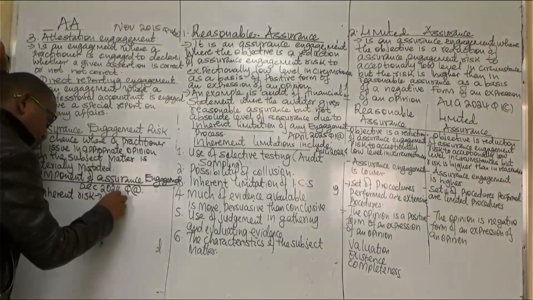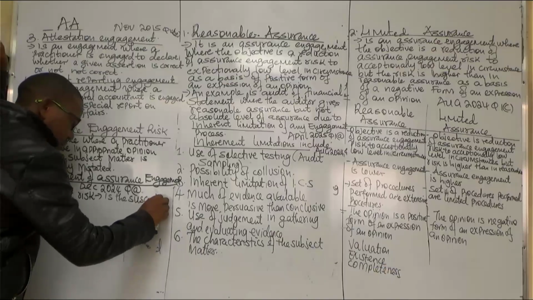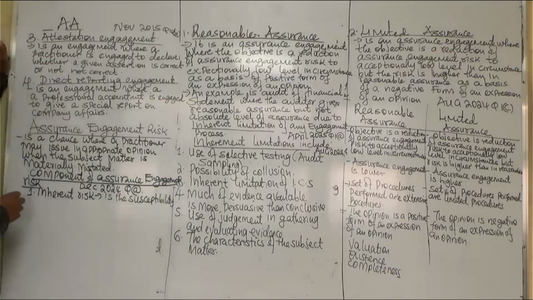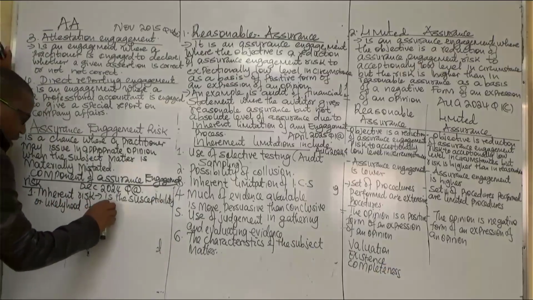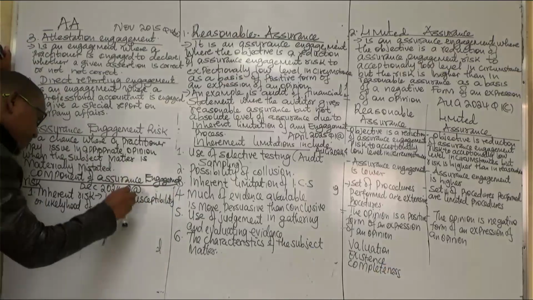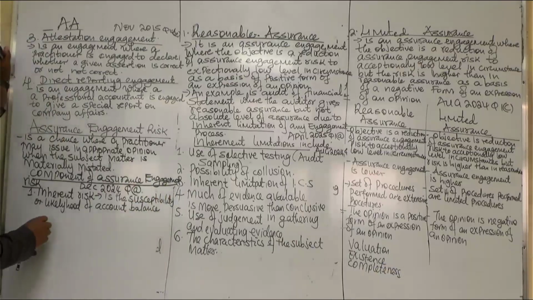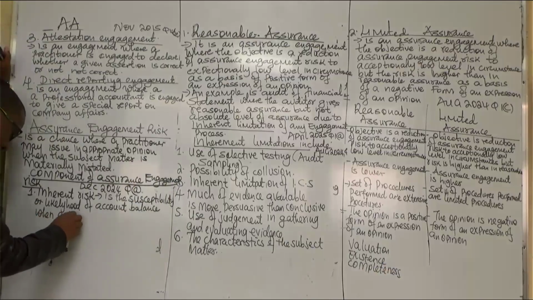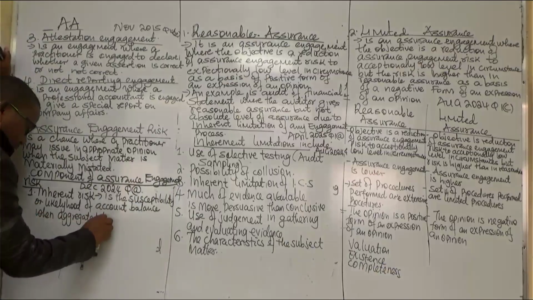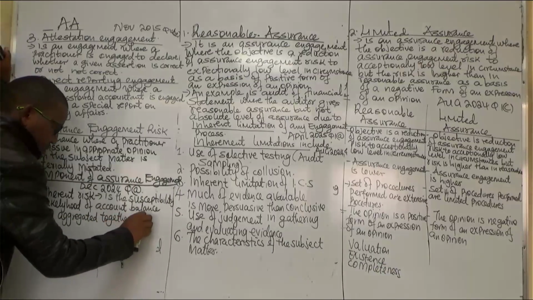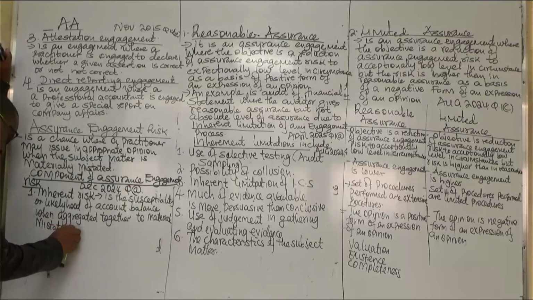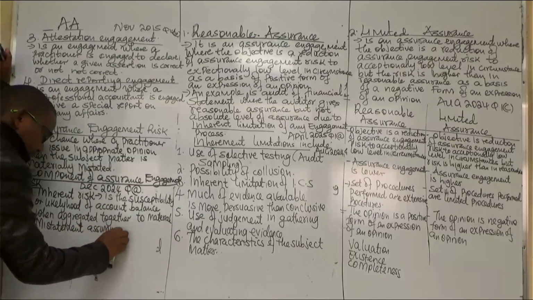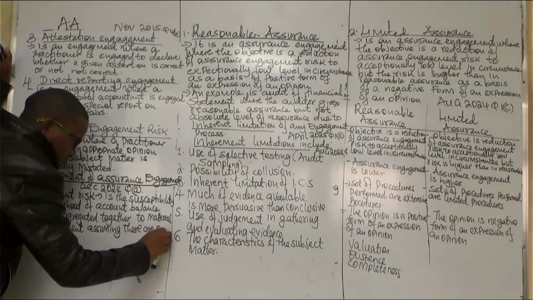When you talk of inherent risk, it is the susceptibility or likelihood of balances to material misstatement, individually or when aggregated together, assuming there are no related controls.